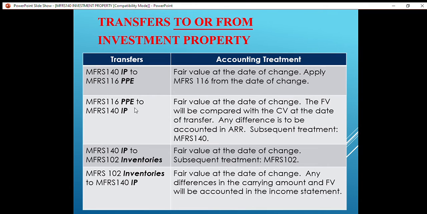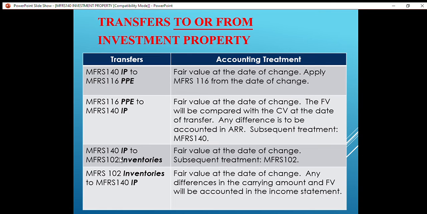All right. For the second transfer, that is from MFRS 116 PPE to MFRS 140 investment property. So the accounting treatment for this transfer, the fair value should be applied at the date of change, and the fair value will be compared with the carrying value at the date of transfer. Any difference is to be accounted in the asset revaluation reserve, and the subsequent treatment will be based on the MFRS 140.